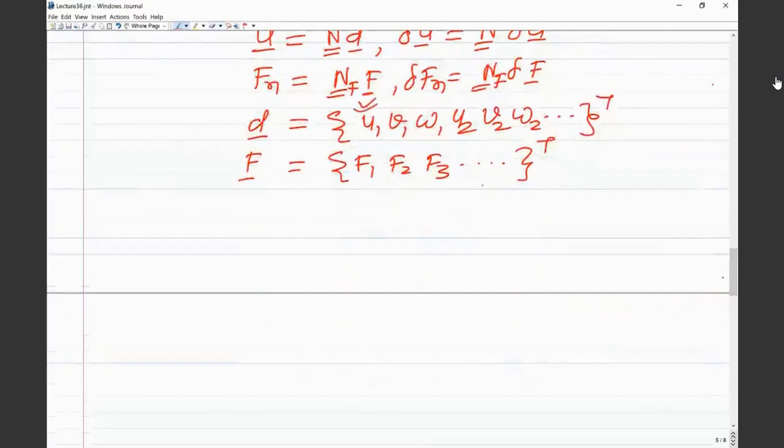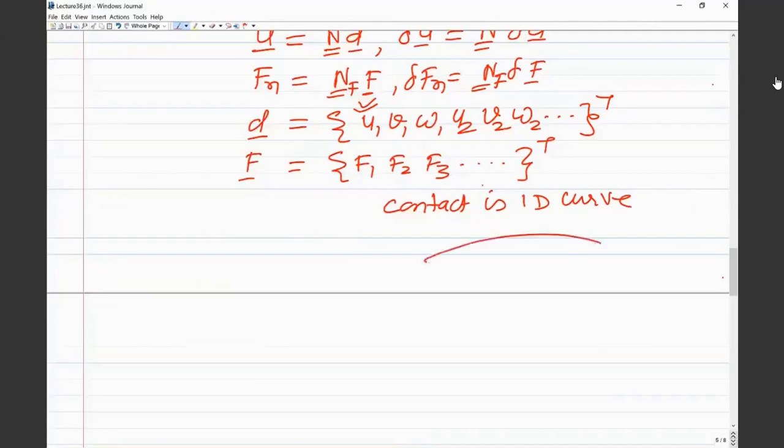Now if the problem is a 2D problem, then the contact is going to be a line contact for 2D problems. Although there can be face-to-face contact, in which case the contact area can be an area, let me say that the contact is a 1D curve. So if the contact is a 1D curve, we want to look at Nf. The contact would be like this.